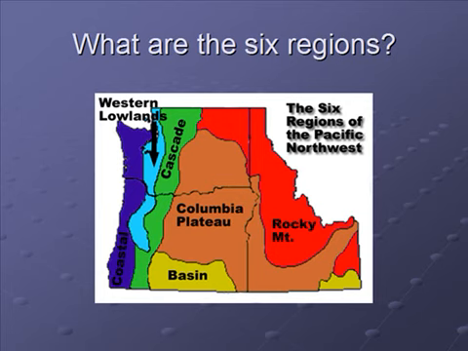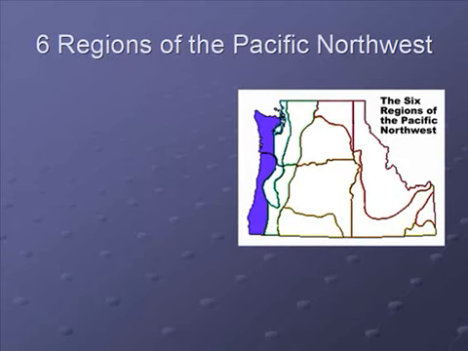So what are the 6 regions? Well, starting along the coast, we would find the coastal region. Then moving inland to your right, you'll see the western lowlands, then the Cascades, the Columbia Plateau, the Basin, and finally the Rocky Mountains. These 6 regions make up what we call the Pacific Northwest.